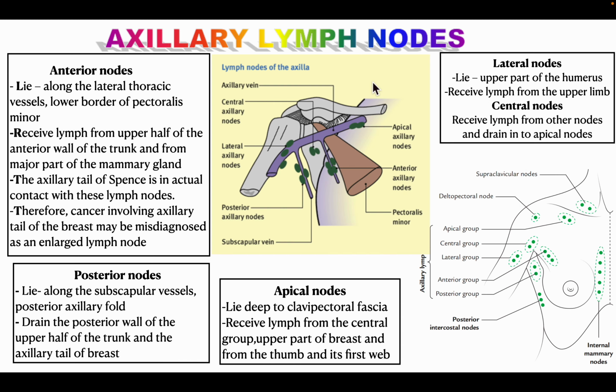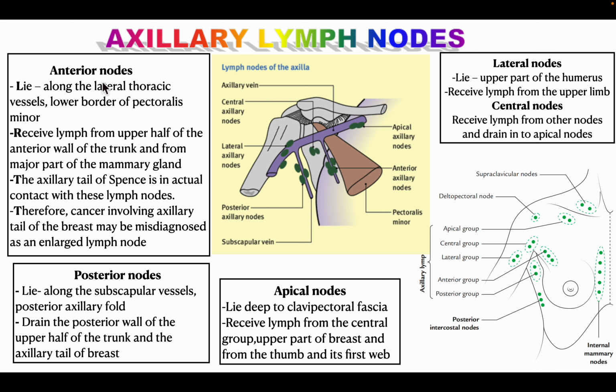Let's know the axillary lymph nodes. There are 5 groups of axillary lymph nodes, known as the anterior, posterior, lateral, central, and the apical lymph nodes. You can see here in the diagram, this is the anterior group, posterior, lateral, central part, and finally the apical part.